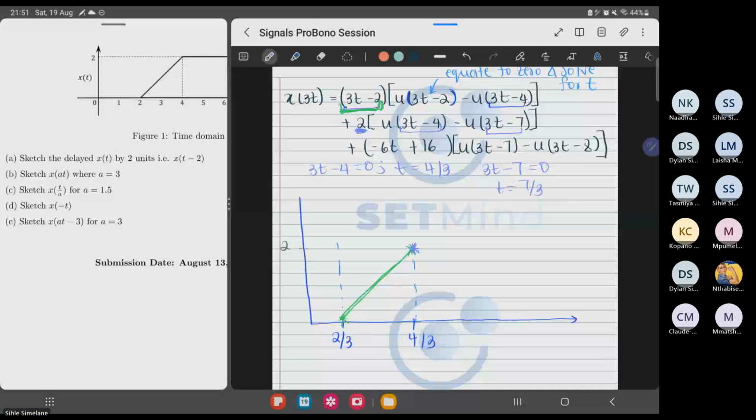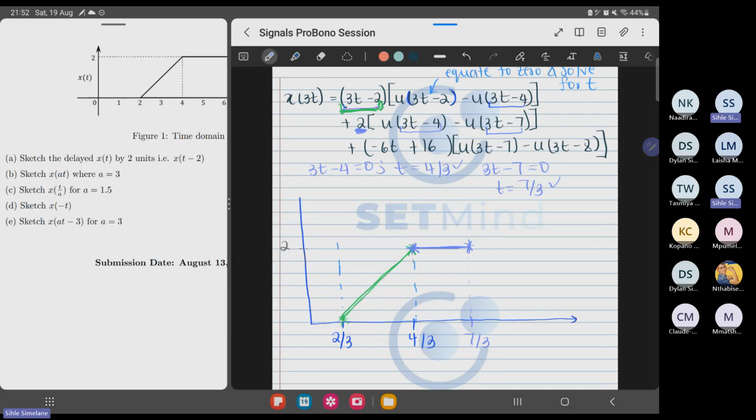So our function has a value of 2 between t is 4 over 3 and t is 7 over 3. So let's put 7 over 3 somewhere here. And our function at that point is still supposed to be valued 2. And that's the end, so we just connect those.